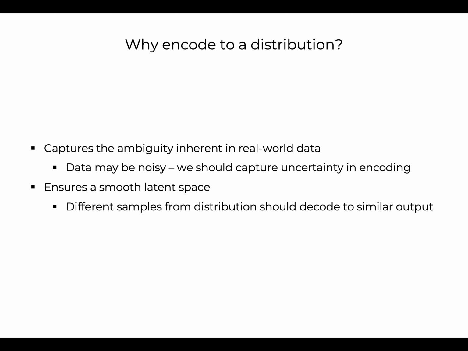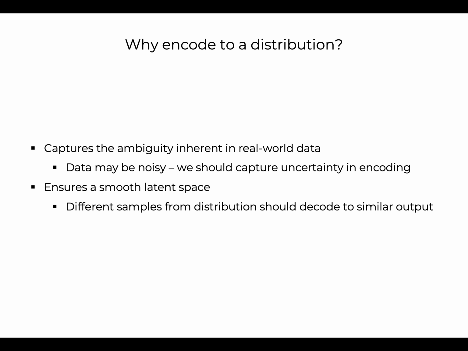So why would you want to encode to a distribution? Well, there's a few different reasons. First, it captures the ambiguity inherent in real-world data. Remember, all data is noisy, and we should probably capture that uncertainty when we encode it. So instead of saying my observed image maps to just this single point, I'm mapping it to a kind of blurry region captured by this distribution, representing the fact that that image itself might be a little bit uncertain.